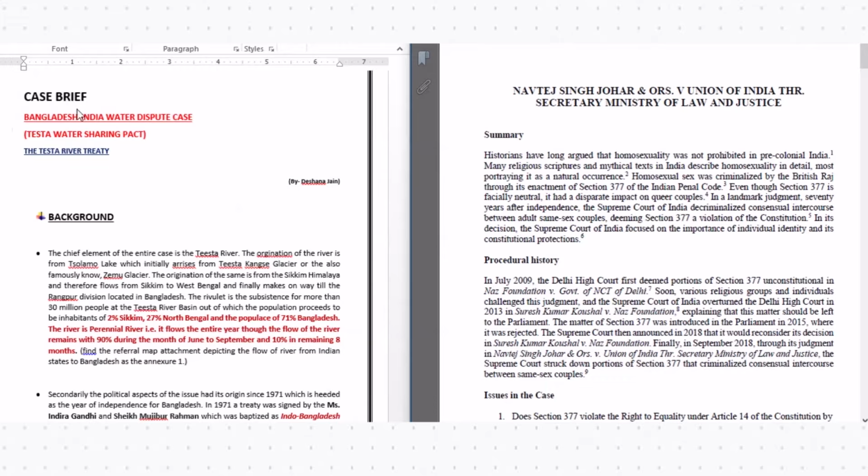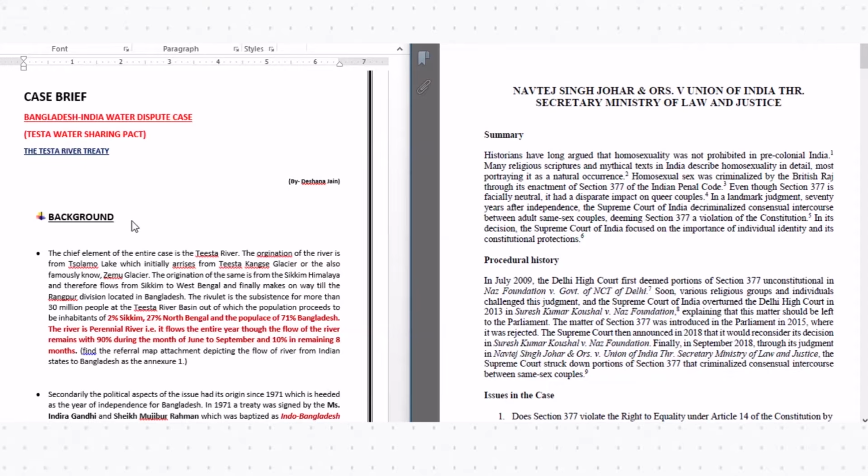So for example, I have written the heading case brief, I have written the name of the case, and there was one more name, or the common name, which was given to it. So for example, in this case it was the Teesta River Treaty. So I wrote it down, and on the right side again you can see the name of the case was written. I started by writing the background first, and on the right side you can see instead of writing the word background they have written summary. So it's the same process and the same thing. Either you write the background or the summary.